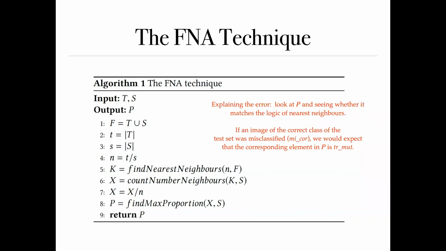To explain the error, we just look at P and see whether it matches the logic of nearest neighbors. So if an image of the correct class of the test set was misclassified, MI-core, we would expect that the corresponding element in P is TR-mut. Why? Because the fact that we have more images of the mutant class in the training set explains why this network failed to correctly classify this image.